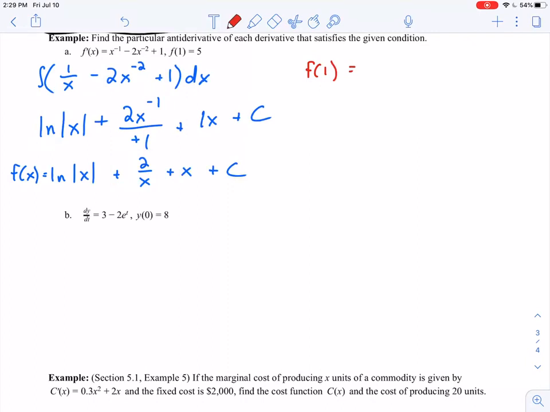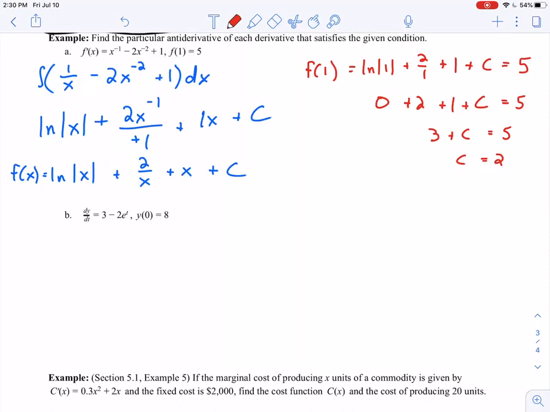So f of 1 is natural log of the absolute value of 1, plus 2 over 1, plus 1, plus c. I don't know what c is, so I just have to leave it as plus c. And f of 1, we said, was equal to 5. So all of this is equal to 5. So what I really have here, if I look at just this piece, is an equation that I can solve for c with. So natural log of 1, that's 0, plus 2, plus 1, plus c is equal to 5. 3 plus c equals 5, which means that c is equal to 2.